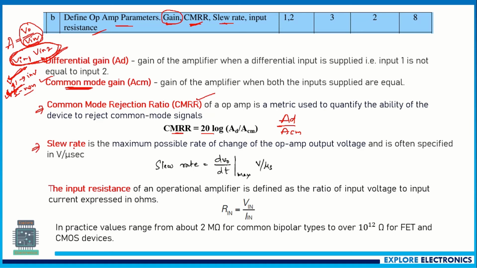And then slew rate. Slew rate is the maximum possible rate of change of output with respect to time. So this is the expression and this is the unit. This is input resistance. The next point, input resistance, is Vin, the voltage at the input side, to the current at the input side, that is Rin. So input resistance is defined as the ratio of input voltage to the input current, expressed in ohms. So these are the typical values of the op-amp if it is a FET or MOS device.